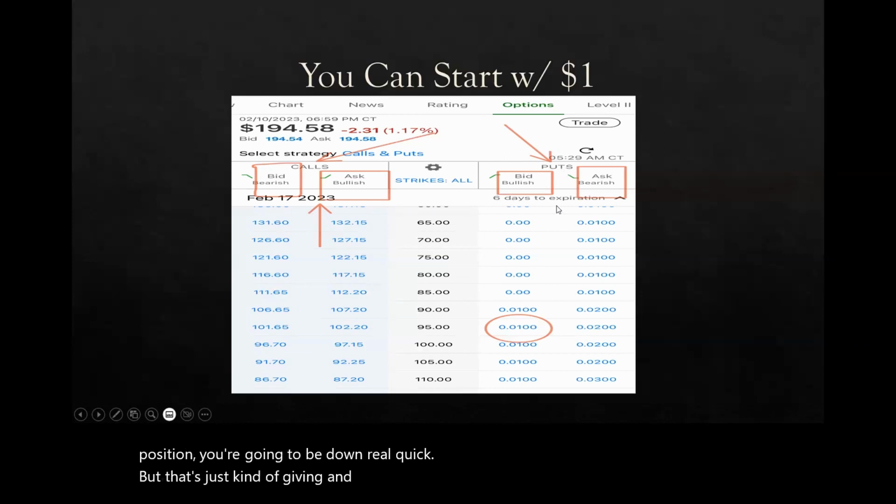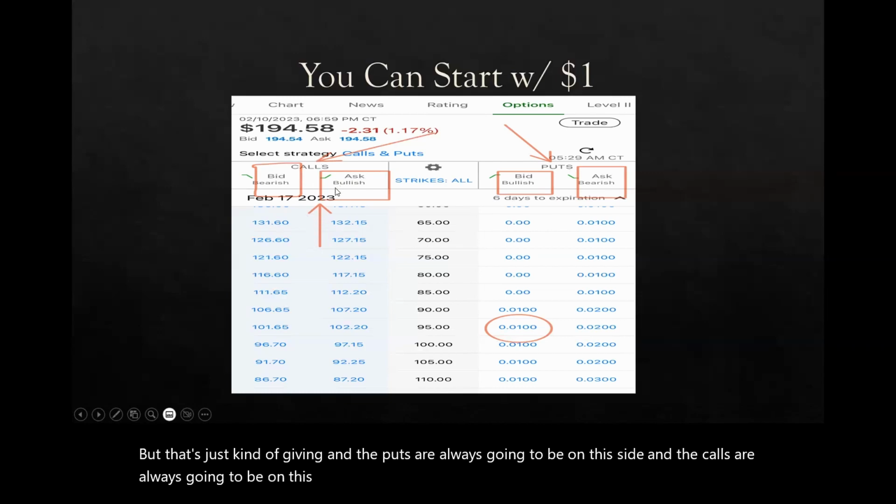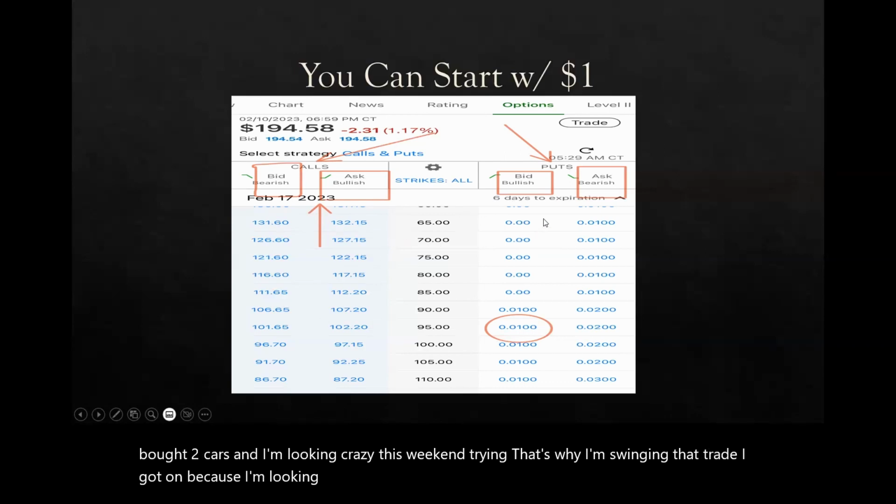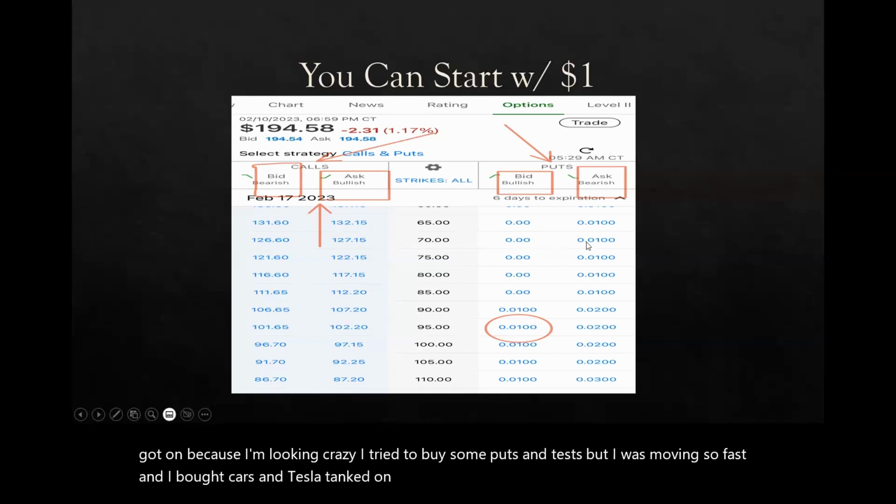And the puts are always going to be on this side, and the calls are always going to be on this side. And don't do like I did Friday. Thought I was buying a put, and I bought 2 calls, and I'm looking crazy this weekend. That's why I'm swinging that trade I got. I tried to buy some puts in Tesla, but I was moving so fast, and I bought calls. And Tesla tanked on Friday. So I'm down about $200 in a trade that I hope goes the other way Monday.